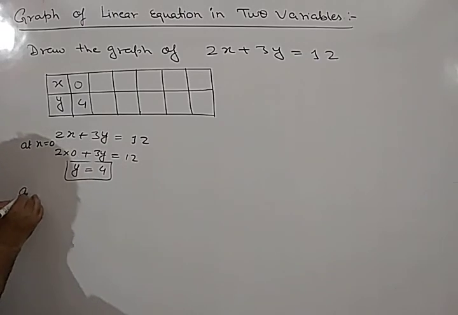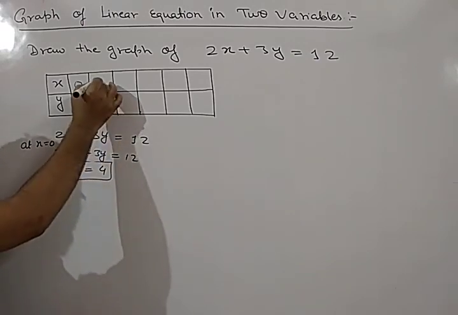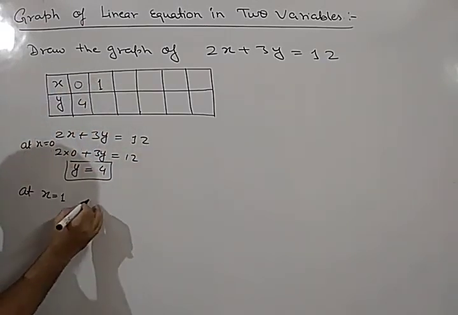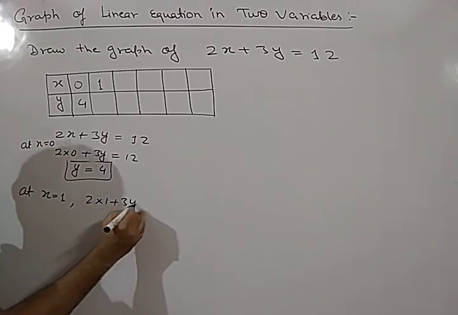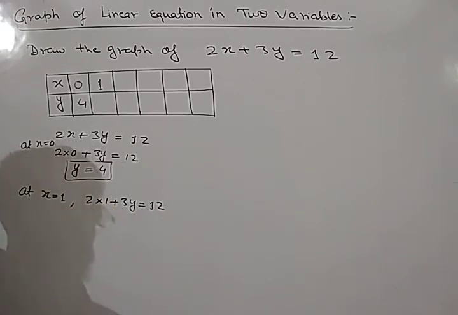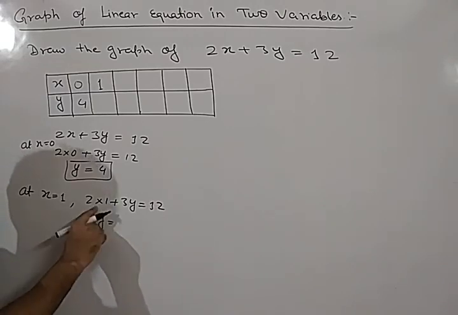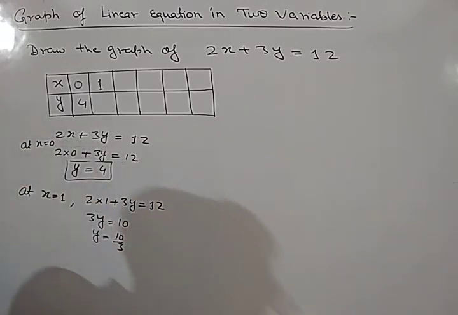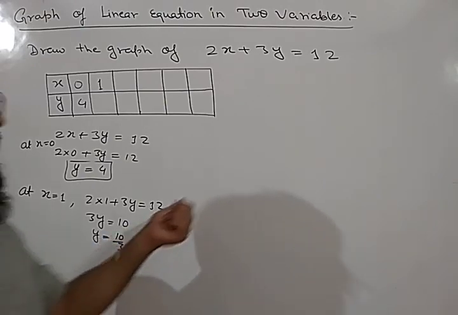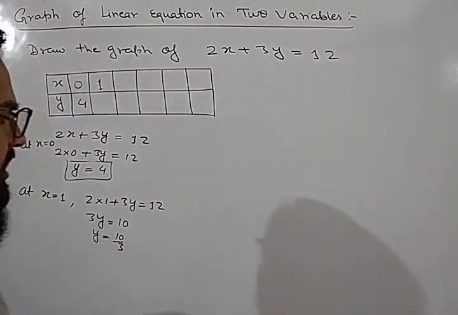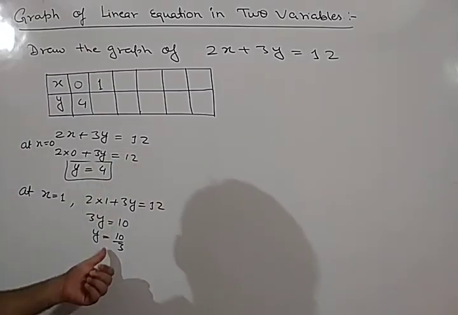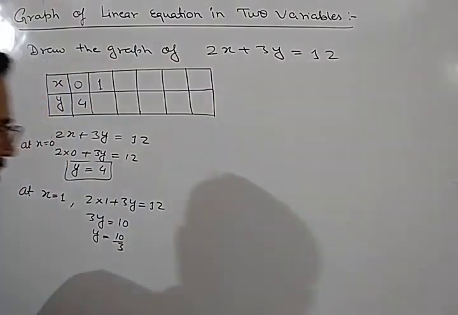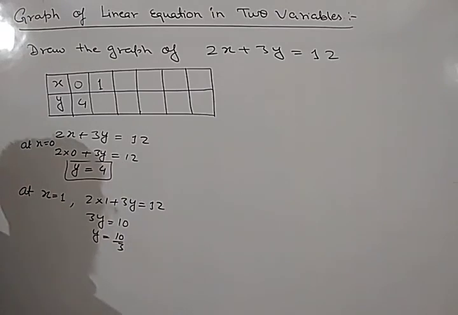Then let us take another value, x equal to 1. If we put x equal to 1, then what will be the value of y? It will be 2 into 1 plus 3y equals 12. Then 3y equals 12 minus 2, that is 10. So y will be equal to 10 by 3. Now it is difficult to plot this on the Cartesian coordinate system. Not difficult, but you may get confused by plotting this particular value, whenever the term is a fraction. We will discuss fractions also later on. So the value of y is coming out to be 10 by 3.